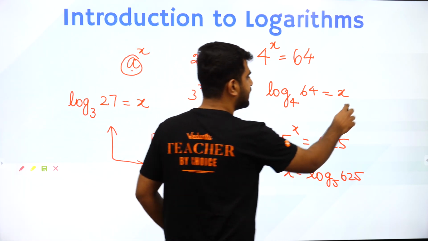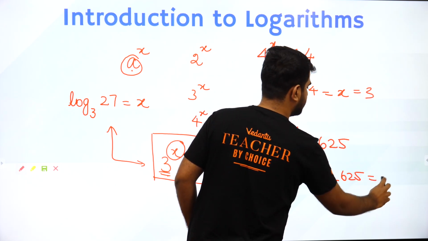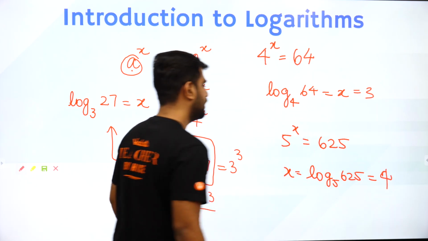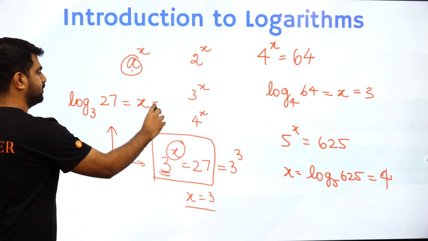So what will be the answers? Let's get the answers. This is 3. This is 4, I guess, and this will be 3 again.